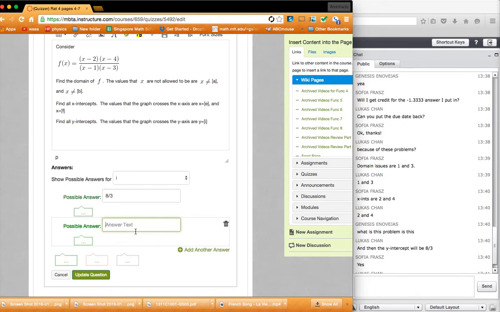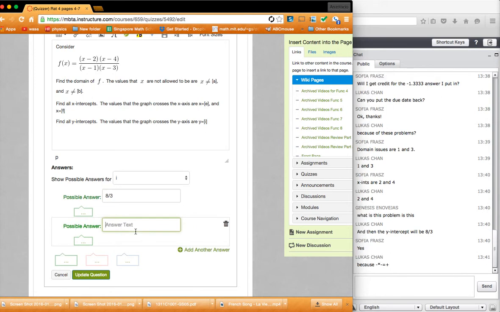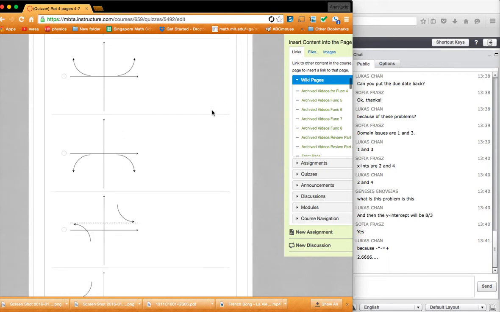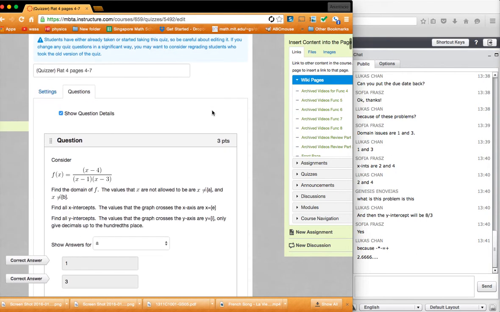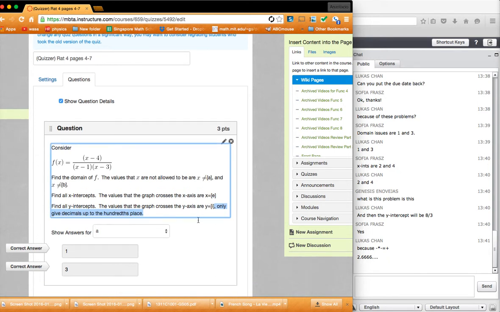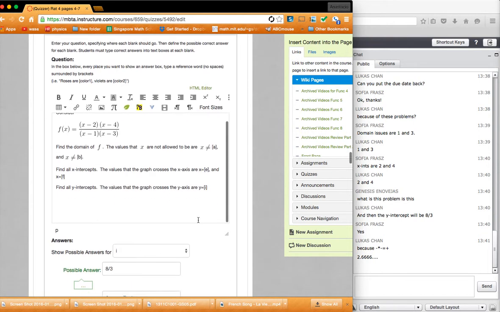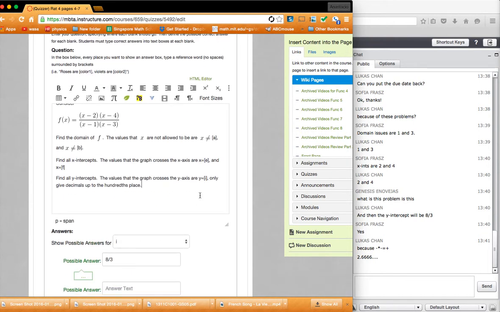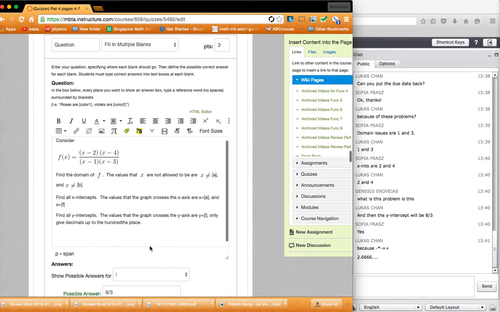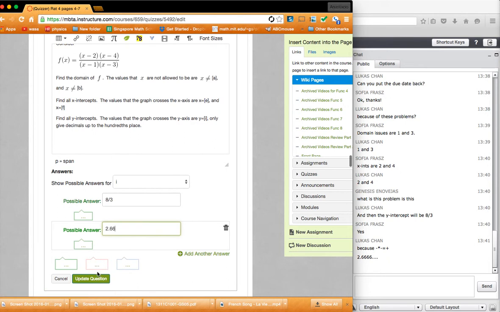I'm going to write down only include, yeah, 2.6. Yeah, exactly. Only include decimals up to the hundredths place. So technically, that means that you should only write 2.66. And that's the only answer I'm going to include because I gave the instructions right there very clearly.